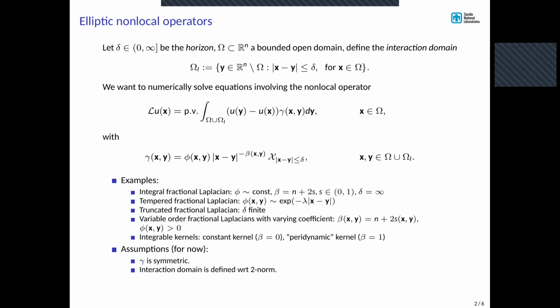And in most cases, the interaction domain should be defined with respect to the two-norm. We have some preliminary support for other norms and other shapes of interaction domains, or rather of the action region of the kernel. But the most well-tested, obviously, is the two-norm ball.